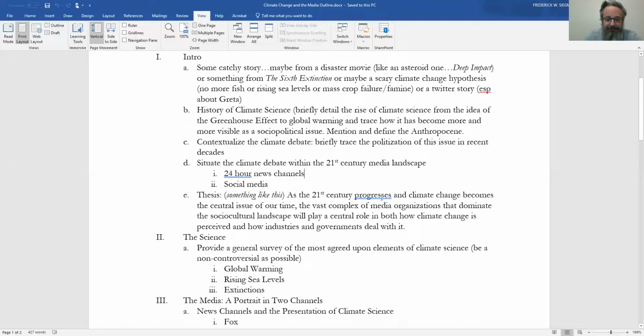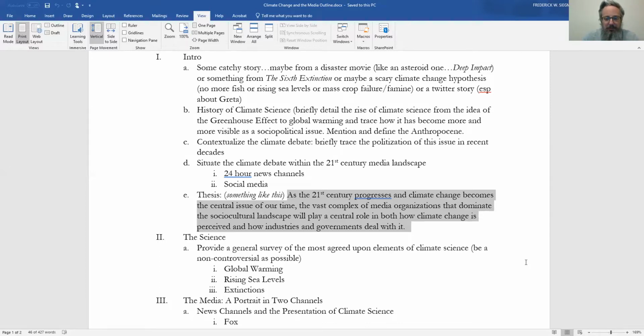Then I write some sort of idea about my thesis. You can read it right there. This is my rough thesis. It's kind of garbagey and crappy, but it gets my idea down: as the 21st century progresses and climate change becomes the central issue of our time. There's a claim there. I don't like what I'm doing there because I'm making the assumption that it is so, so that'll have to be revised a little bit.